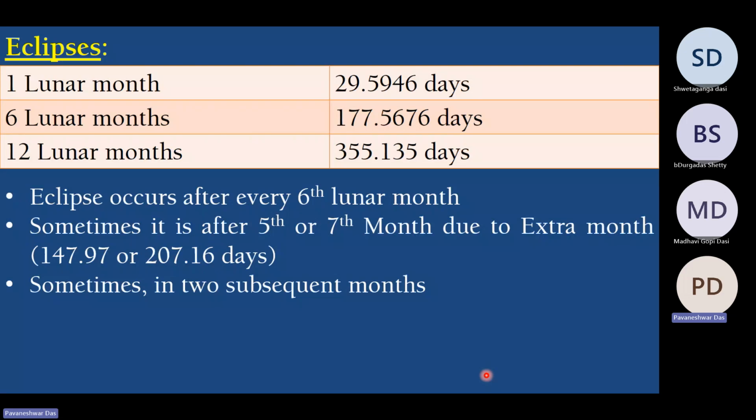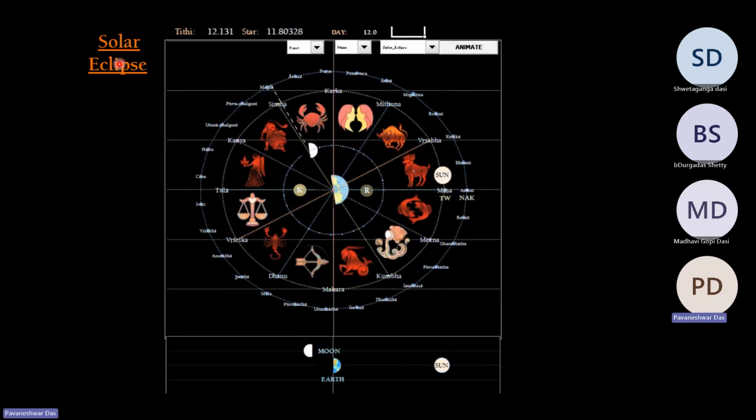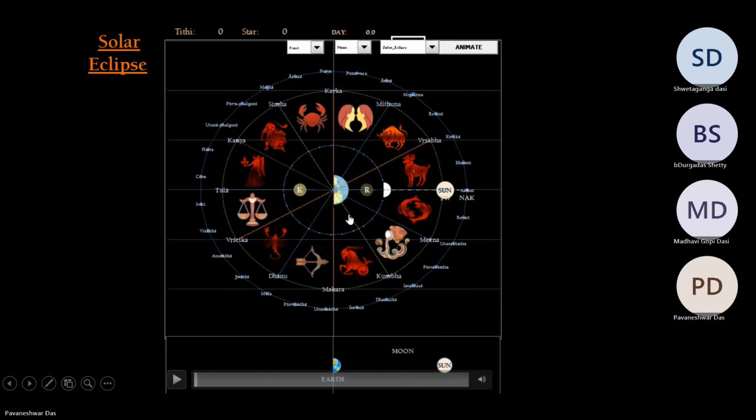Sometimes in 2 subsequent months, this month there is a partial eclipse, and the next Purnima there is another partial eclipse. So in total, in a year there are 4 to 6 eclipses that will take place. Now you see, this is a solar eclipse. A solar eclipse will take place when Sun, Moon, and Rahu, all four, are in the same line. So this caused the solar eclipse.